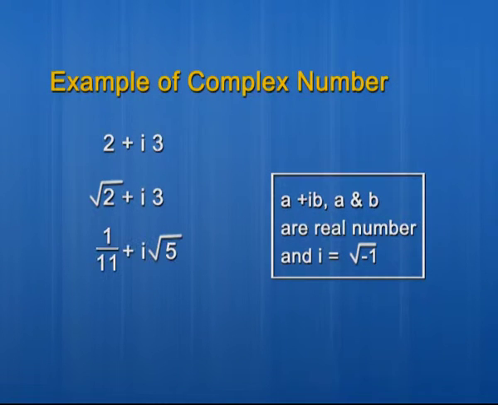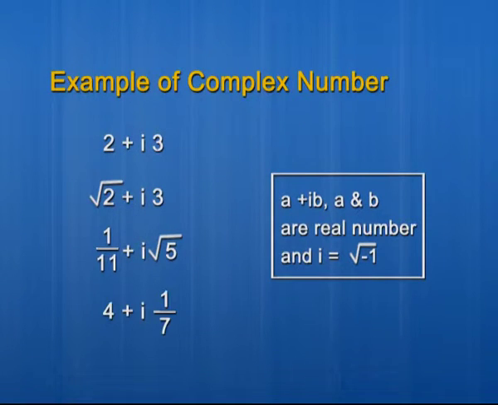In the third example, I have taken a as a rational number 1 upon 11 and b as an irrational number root 5, and so the third example is 1 upon 11 plus i times root 5. And in the last example, I have taken a as an integer 4 and b a rational number 1 upon 7, and so the last example is 4 plus i times 1 upon 7. I have formed some examples of complex numbers. Now, choosing a and b any real number, you can form many examples of complex numbers.